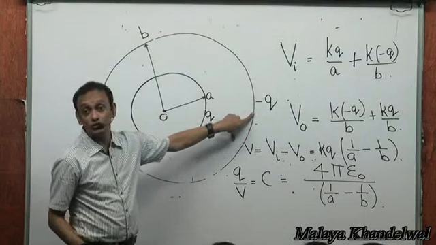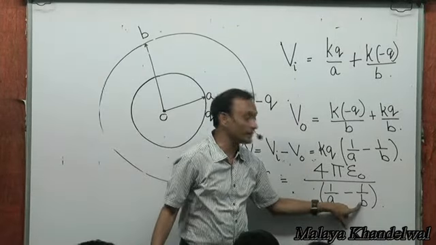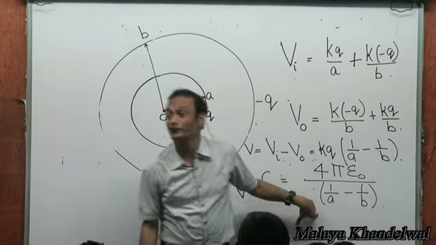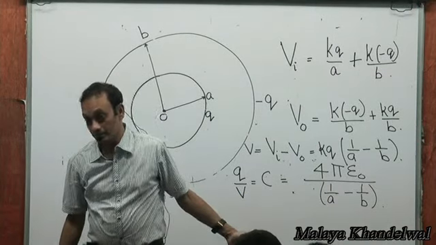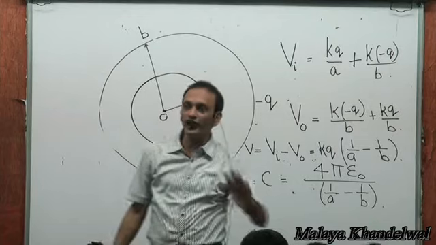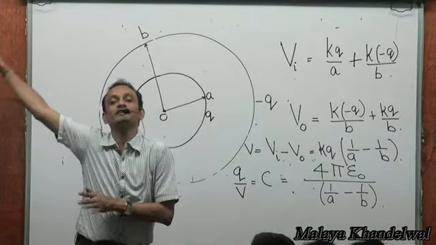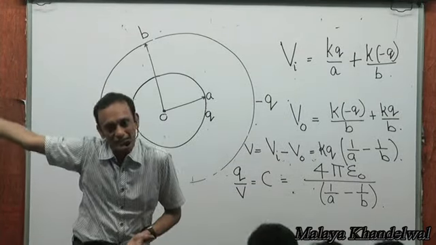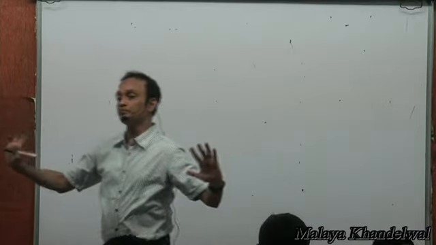If B tends to infinity, this will become an isolated sphere. If B tends to infinity, this will become 0, and this will become 4 pi epsilon naught A. Isn't it? It will reduce to the previous situation. So whenever you're talking of an isolated conductor, it's as if the other conductor is at infinity. Its pair is at infinity. This is what it really means. Got me?